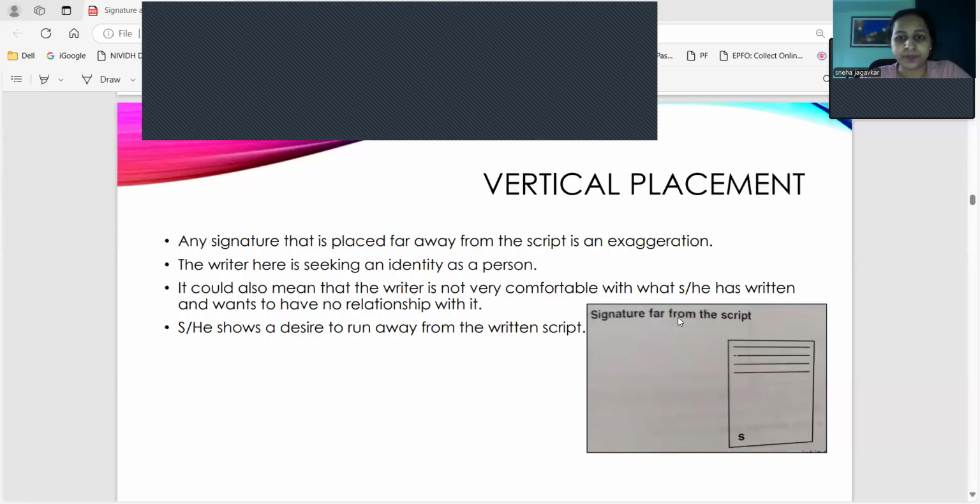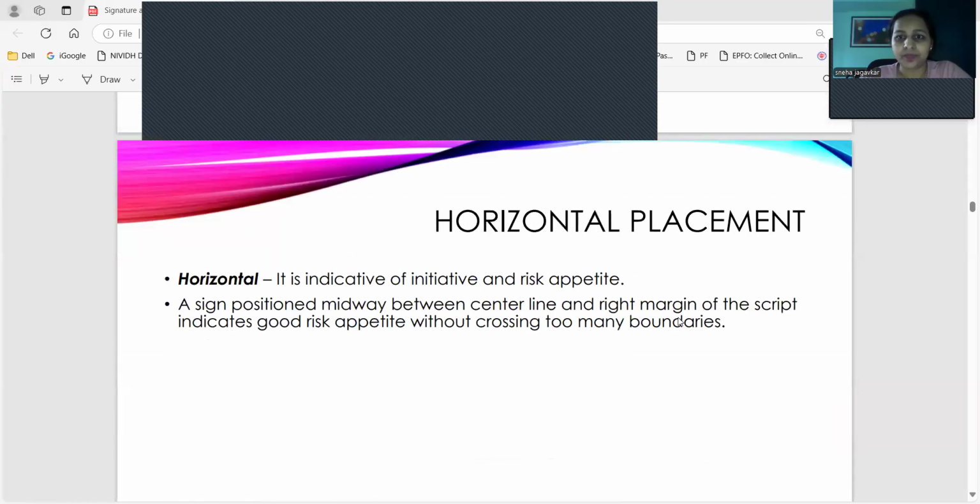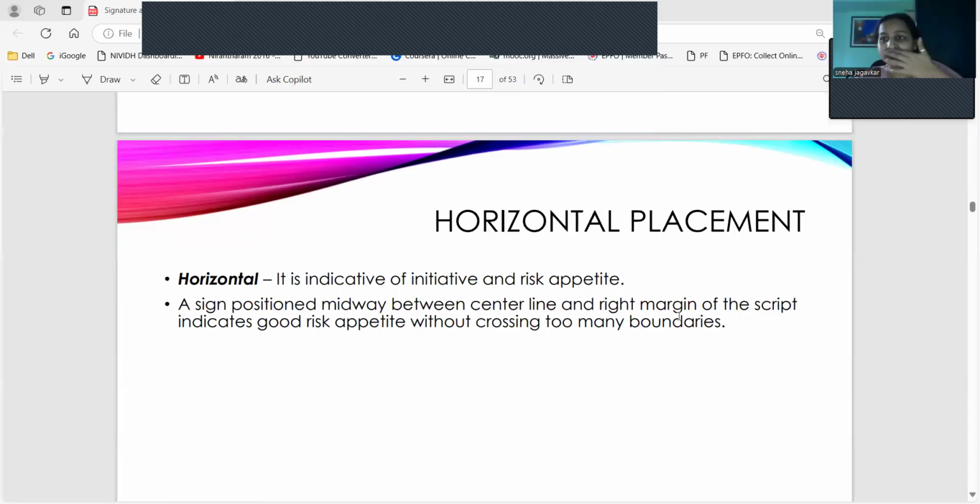Okay, so I am back. Let's move to the next chapter. Since vertical placement has now been explained to you, we are going to move to the horizontal placement. I'm sharing my screen again. Let me know if it is visible to all of you. Okay. Now comes the horizontal placement.